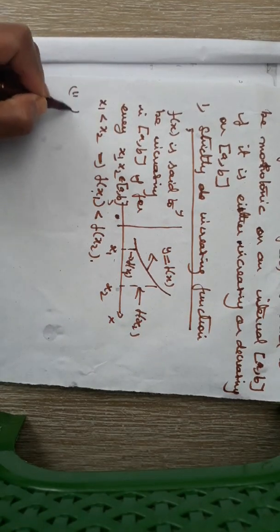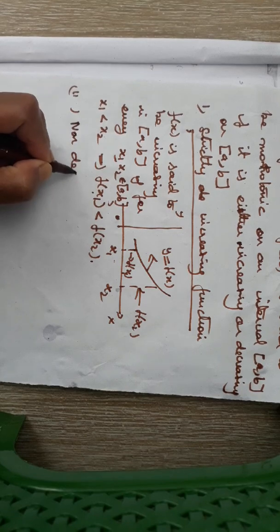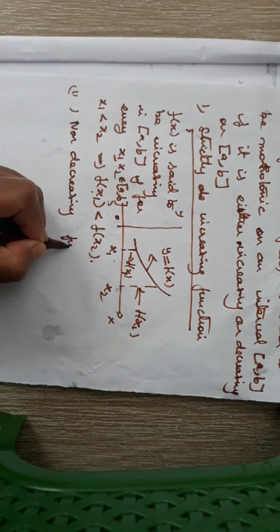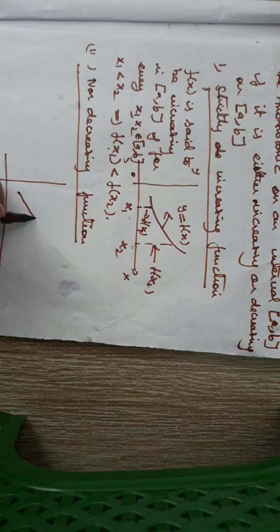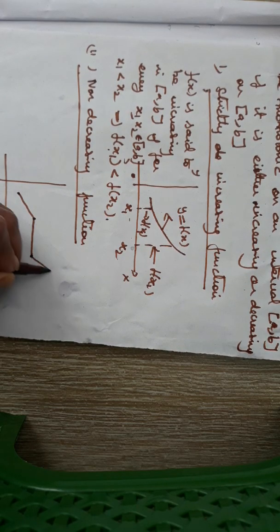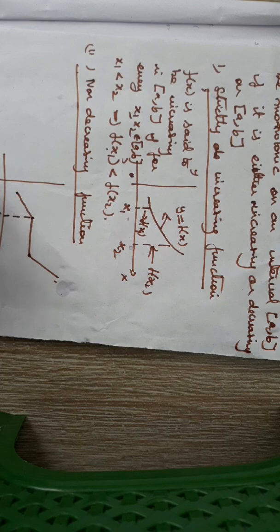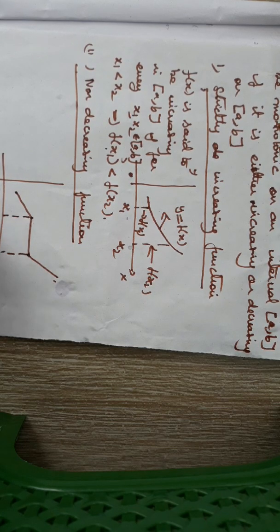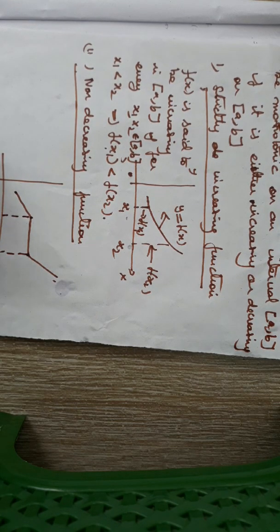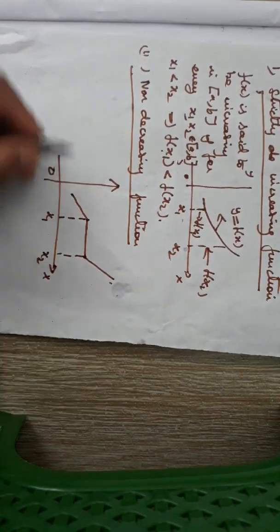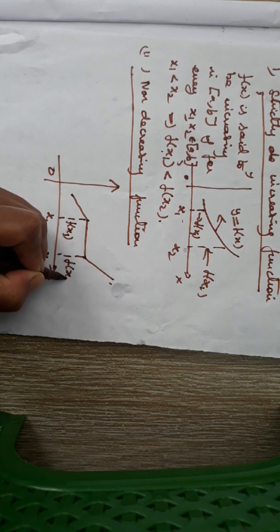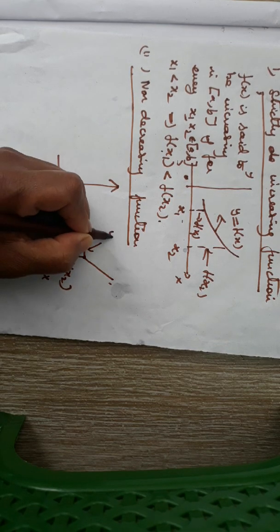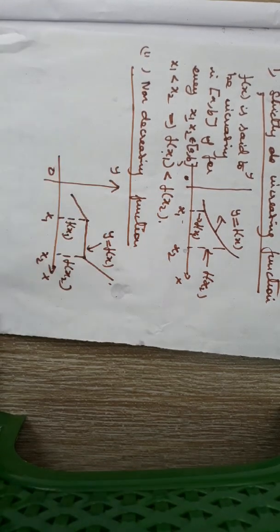Now, number two, a non-decreasing function. Here we draw the graph. First it keeps on increasing, then it becomes parallel, and then it keeps on increasing. This is the point x1 and this is the point x2. This is the x-axis, this is the origin, and this is the y-axis. So f of x1 is this, and this is f of x2, and this curve is y equals f of x.